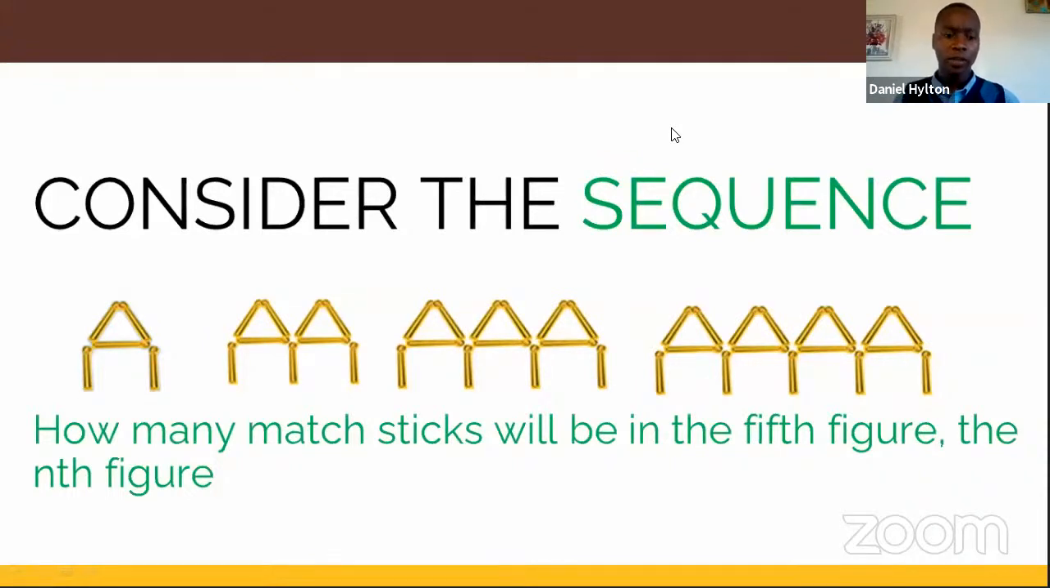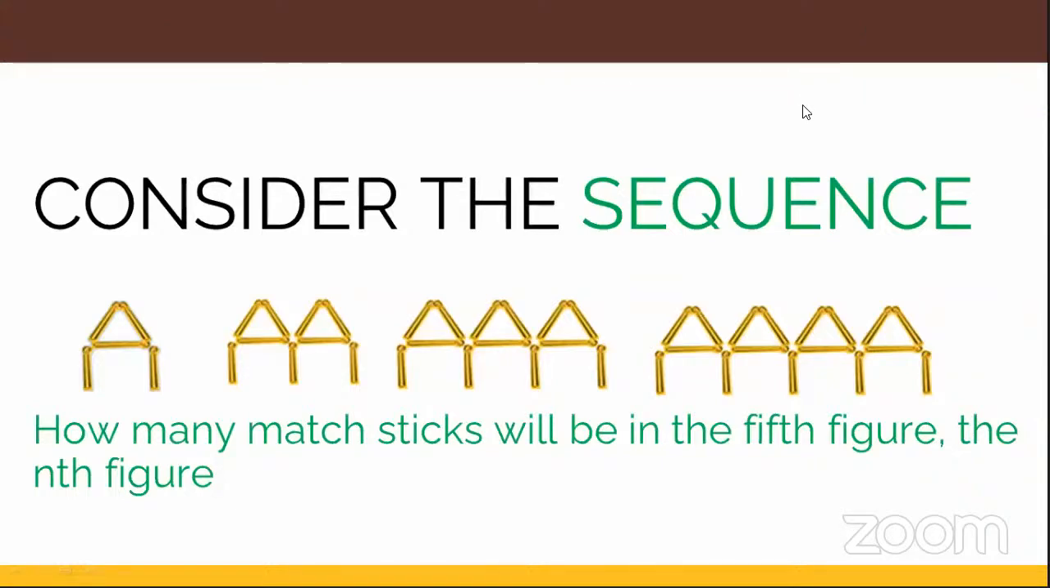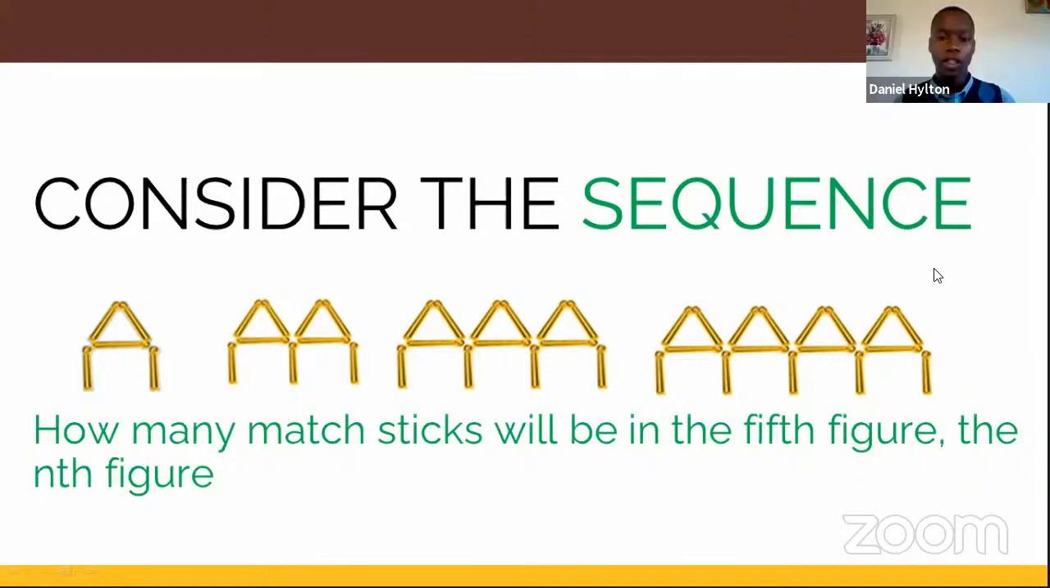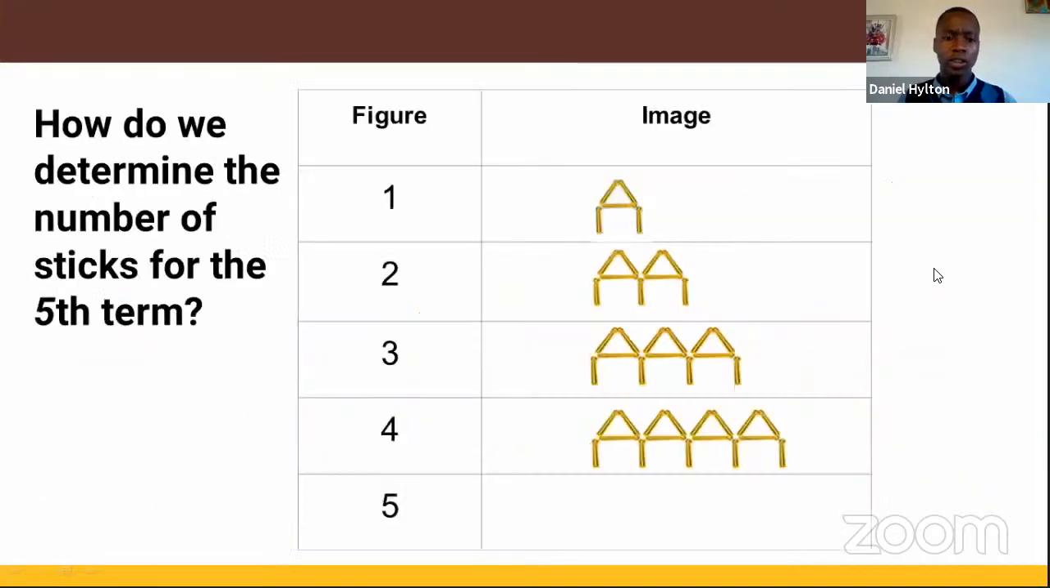So what's happening in the chat, Mr. Montague? Yes, Mr. Hilton, I'm seeing persons saying 4 is being added, add 4, 4 sticks are being added. All right, so the fifth term would be 21, and that's coming from Camila White. Okay, great. All right, let's see what's next.